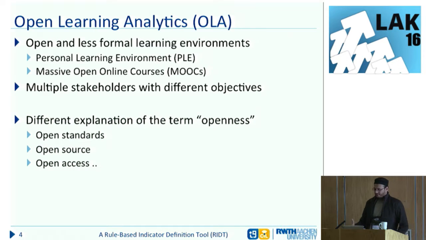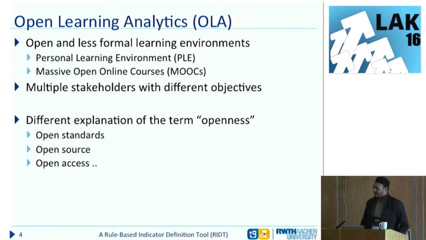Since the field of open learning analytics is very new and has been introduced recently, many people have been trying to explain what the term openness means. Some say that there should be open standards so that different learning systems can interact with each other using interoperable standards and data models. Some say that it should be an open source kind of system, where whoever wants to use it can contribute to it, so that it is personalized according to their need. Multiple definitions are there.